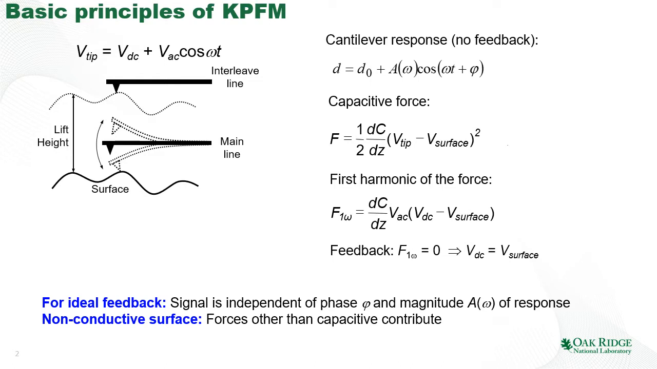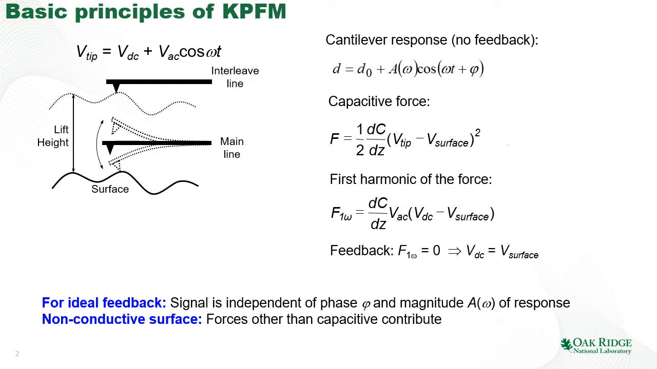The bias has a DC component and an AC component, and the application of the bias between the probe and the surface results in the capacitive force. The capacitive force is generally quadratic in nature. We use a piece of electronics called the lock-in amplifier to select the first harmonic of this force, which turns out to be linear both in the driving bias and the DC bias. And then we use a feedback loop to nullify this first harmonic of the force.